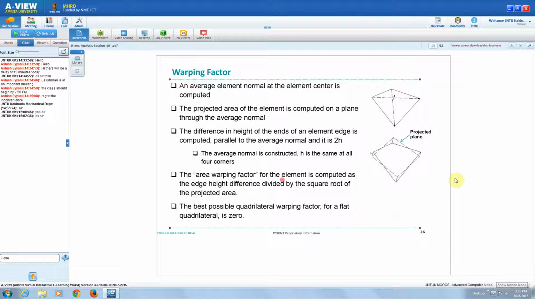So the warping factor of the element is computed as the edge height difference divided by the square root of the projected area. The best possible warping factor for a flat quadrilateral is 0. So it is always advisable to have a zero warping factor for the elements if we need to have the best elements.